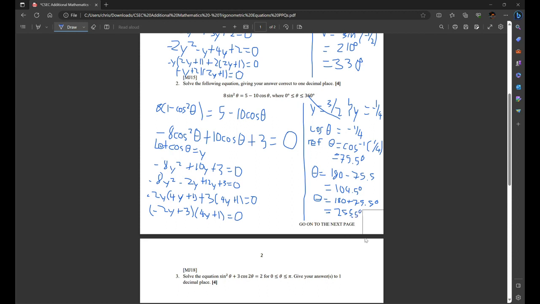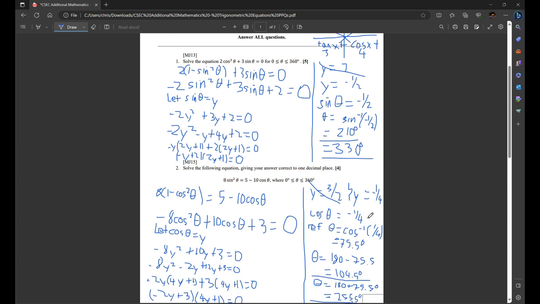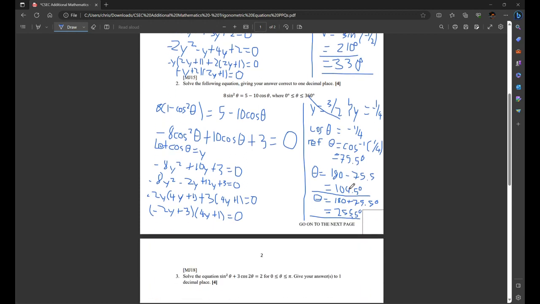degrees. Okay. One thing you should probably do is indicate that these are your values for theta, because as you can see, the working out can get a little confusing. So you should indicate what your final answers are, so your examiner has an easier time figuring it out. Okay, so that's number 2.